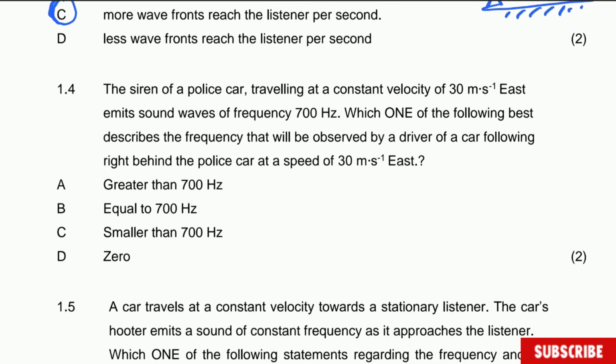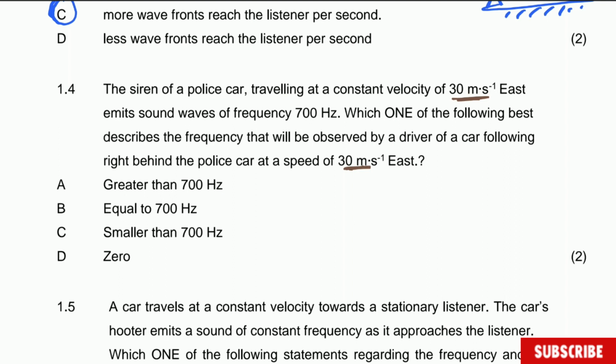Question 1.4. The siren of a police car traveling at a constant velocity of 30 meters per second east emits sound waves of frequency 700 Hz. Which one of the following best describes the frequency that will be observed by the driver of the car following right behind the police car at a speed of 30 meters per second? Note, the two of them are moving at the same speed. And this one was scenario 1 when we watched the video. Please, I'm going to leave the link so you can go back.